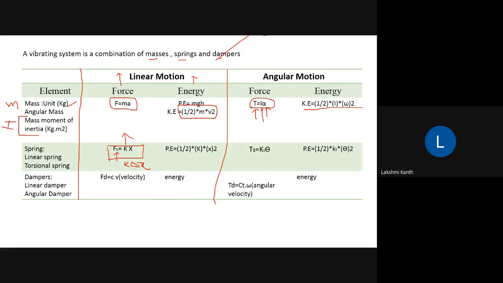And next, coming to the energy point of view, again for the spring. It is 1 by 2 K x square. Here again, the x square is delta x square, not a single x, it is delta x. K is the material property, and delta x is the change in the dimension.